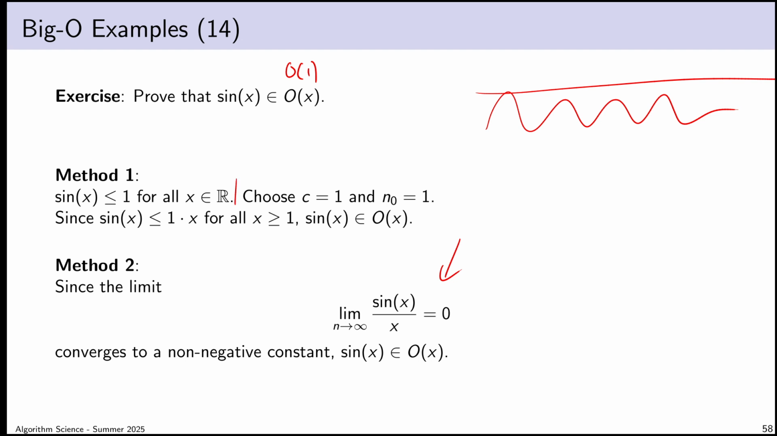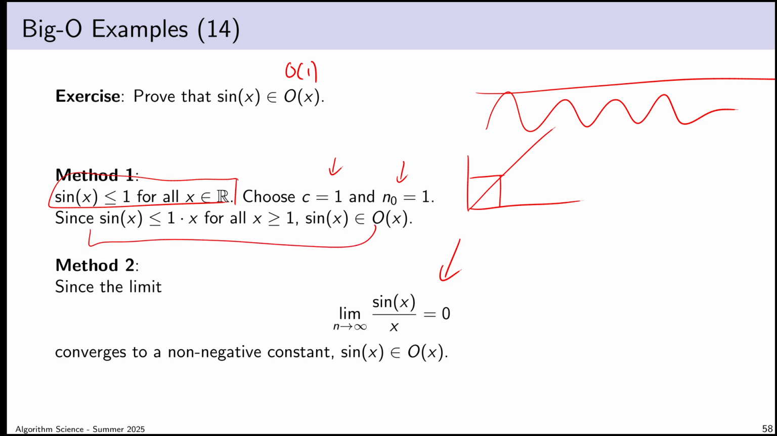Because sine x is less than or equal to 1 for all real numbers x, I'll just choose c to be equal to 1 and n naught to be equal to 1. And of course, after x equals 1, the function x is always greater than 1. And so I can use that to apply the definition. That's actually pretty straightforward. But anyway, the next one is the one I was looking forward to.